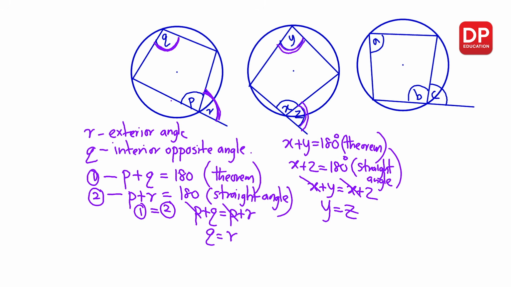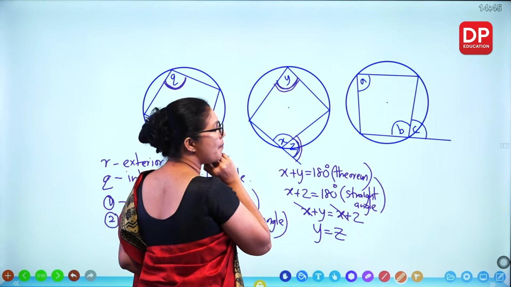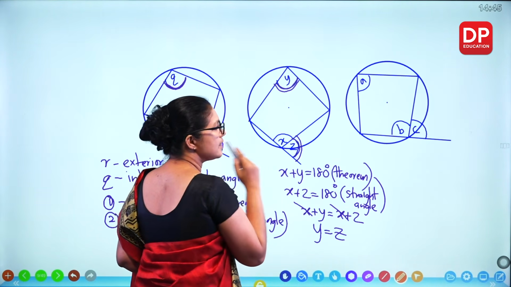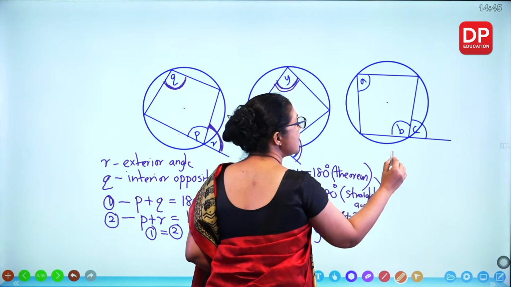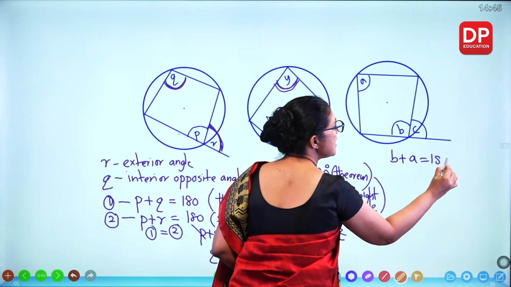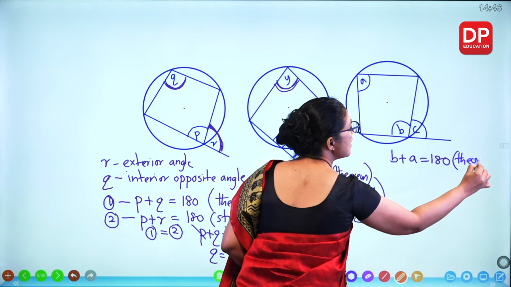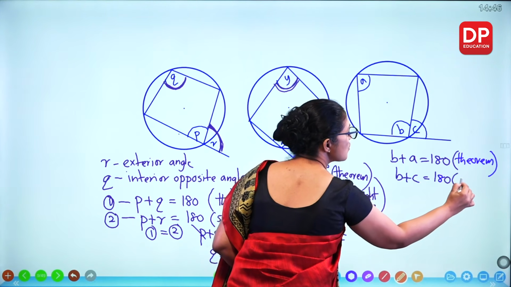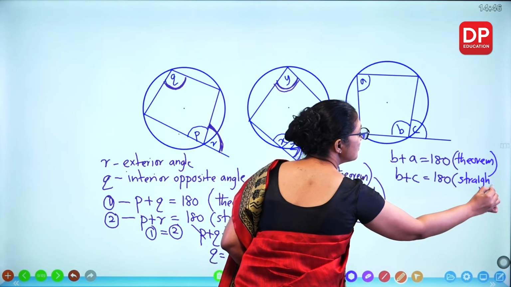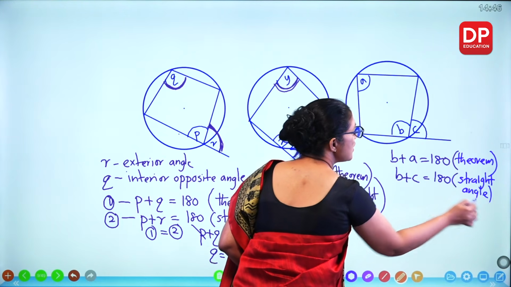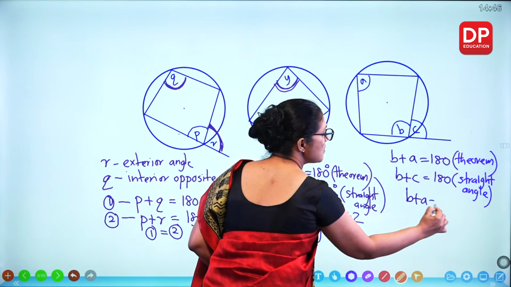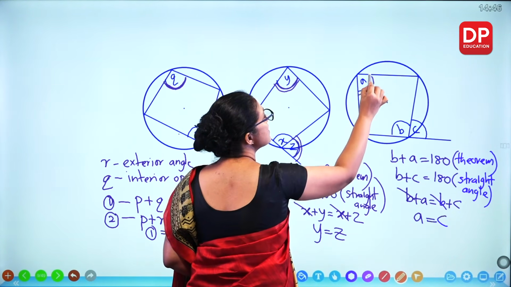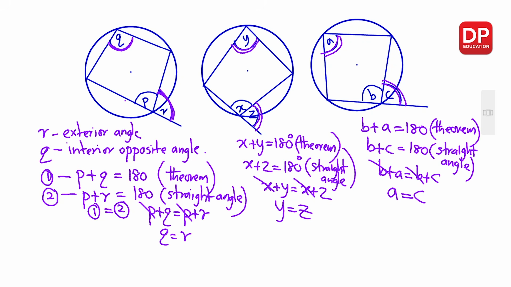Let's take this one. B and A are opposite angles of a cyclic quadrilateral. C is the exterior angle. From the theorem, we know B plus A is 180 and B plus C is also 180, that's a straight angle. So what can you say about these two? B plus A equals B plus C. B gets cancelled out and you get A equals C. This angle is equal to this angle.